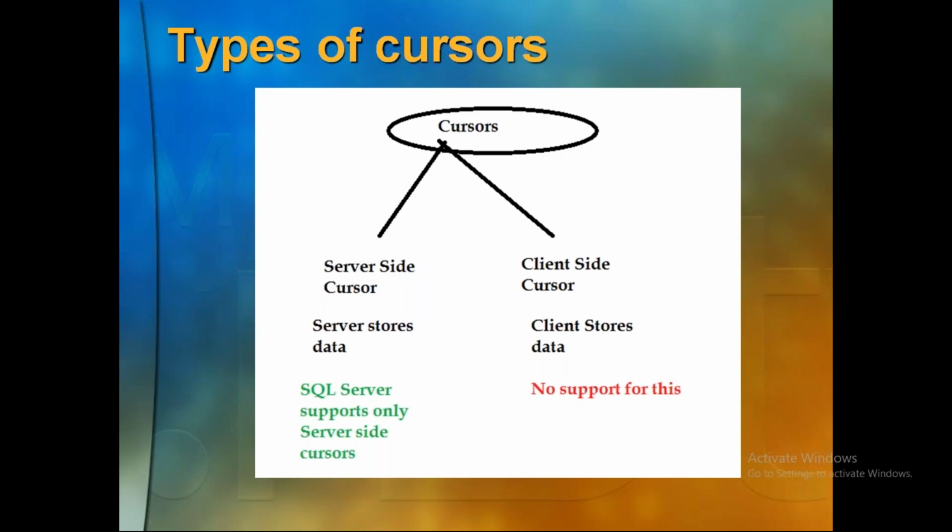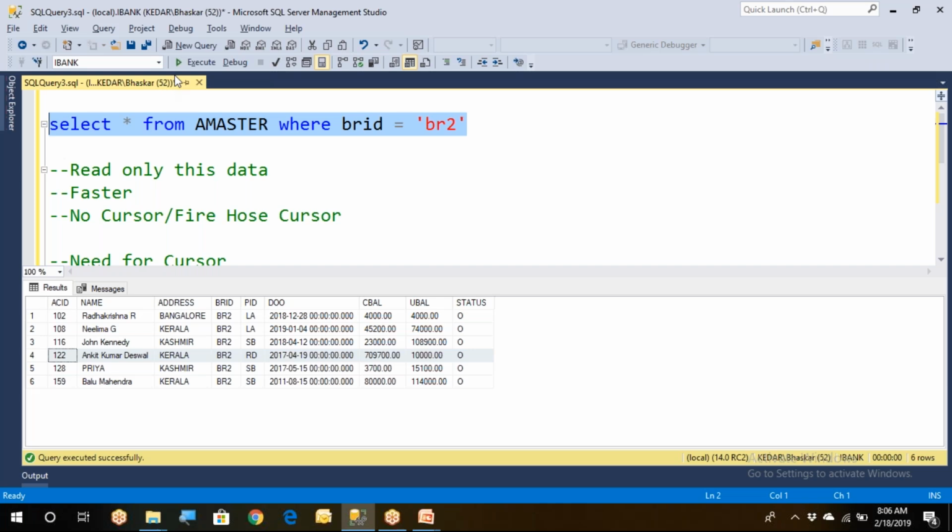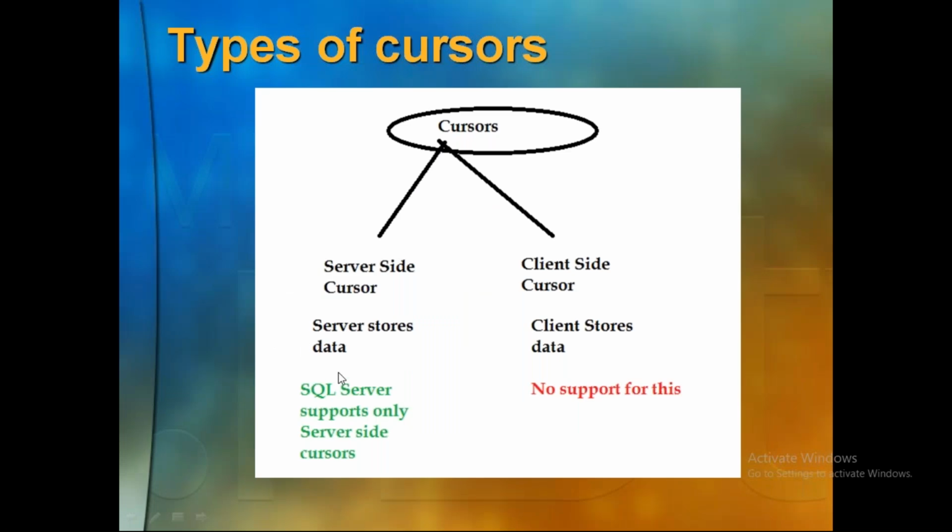Now we have two types of cursors in this world. One is called server side cursors. The second one is called client side cursors. Whatever the data is, because of the query, all the data is going to be stored on the server side only. Server side means I'm talking about the SQL Server side. Where is it going to be stored? It's going to be stored in the tempdb database. So when you store data in the tempdb database, that is called a server side cursor.